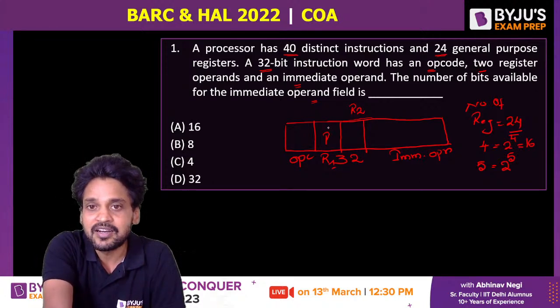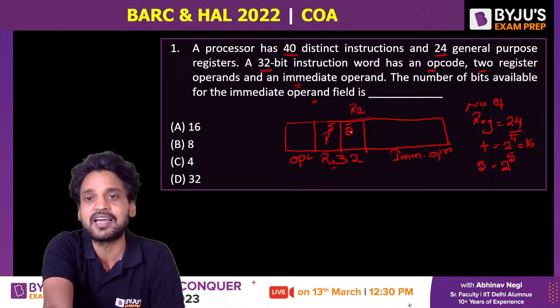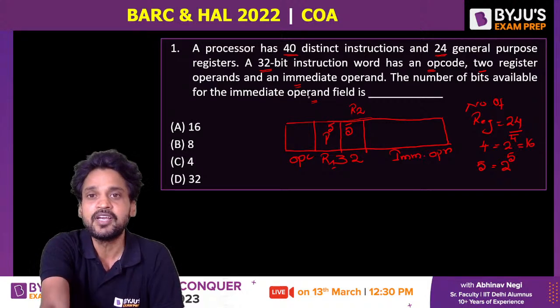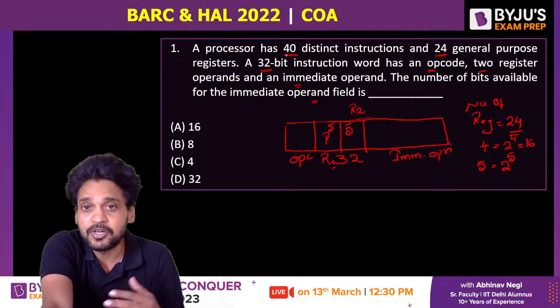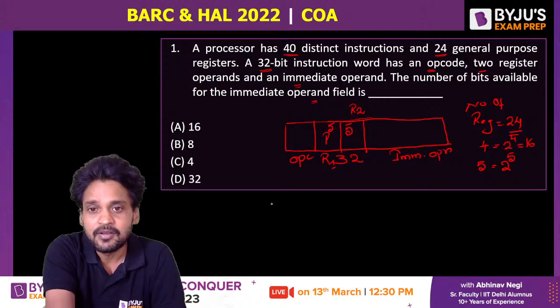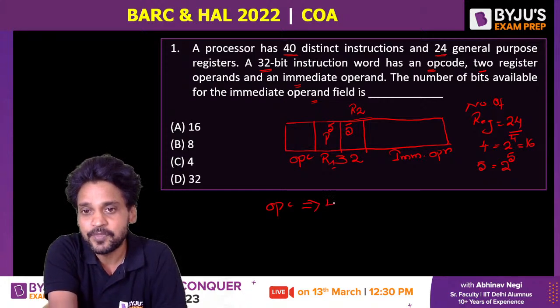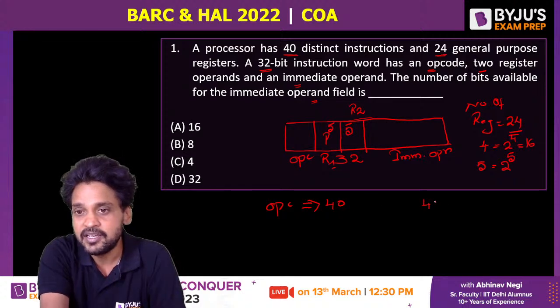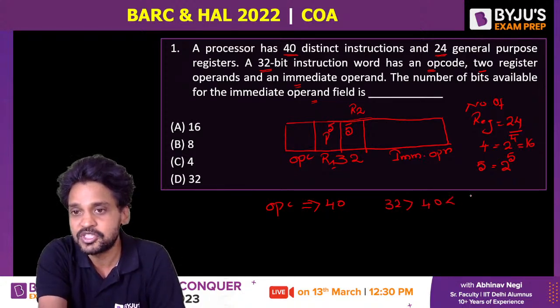Okay, so register 1 is 5 bits, register 2 is also 5 bits. So register 1 and register 2 will collectively take 10 bits, and the number of machine language instructions is 40. If I do have opcodes, I will say opcodes are equal to 40. Okay, this 40 is in between 32 and 64.